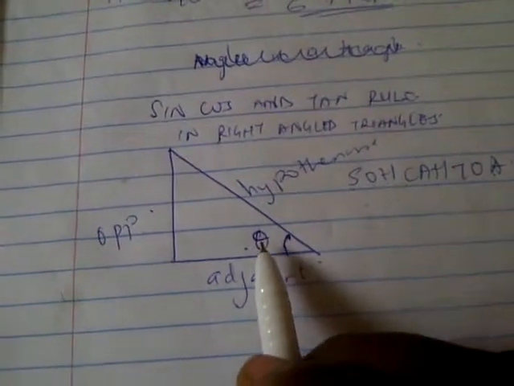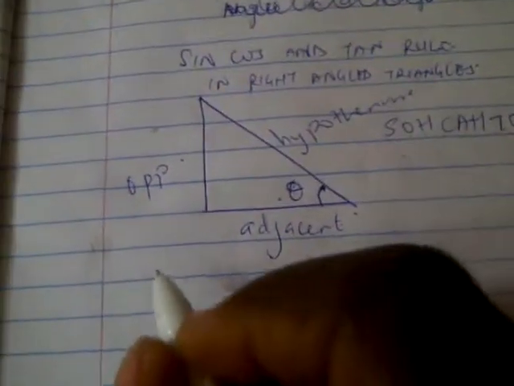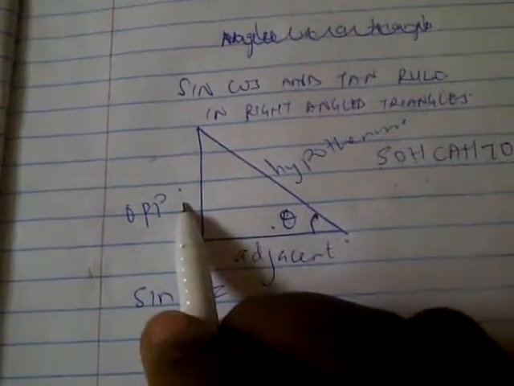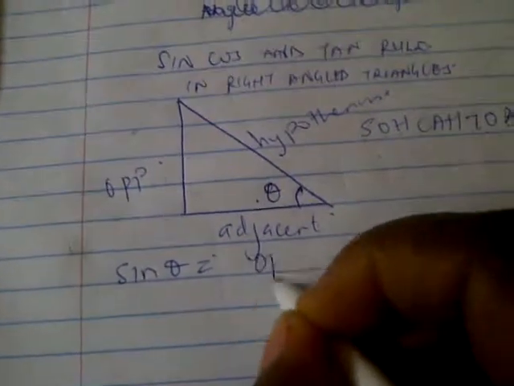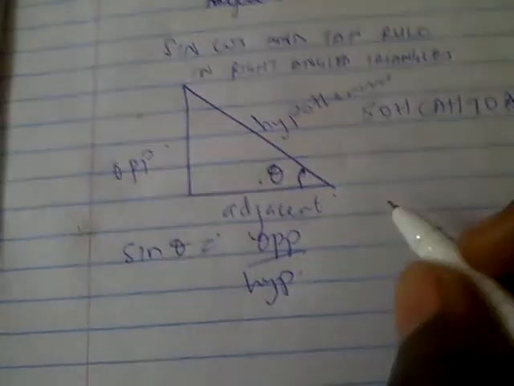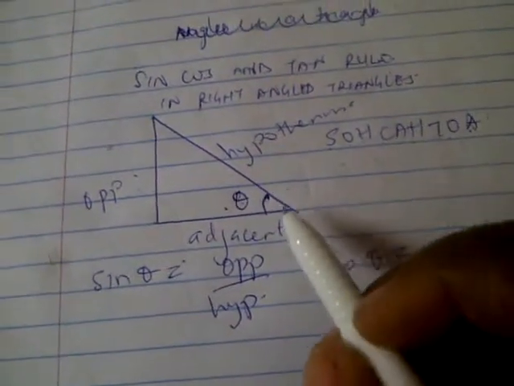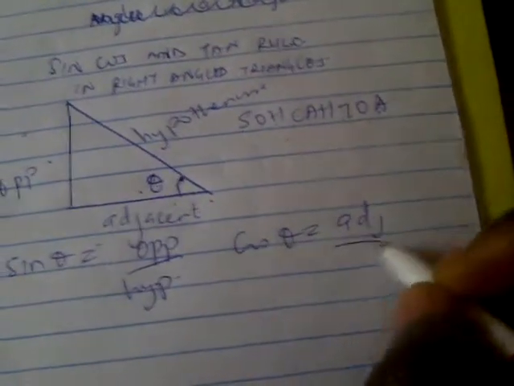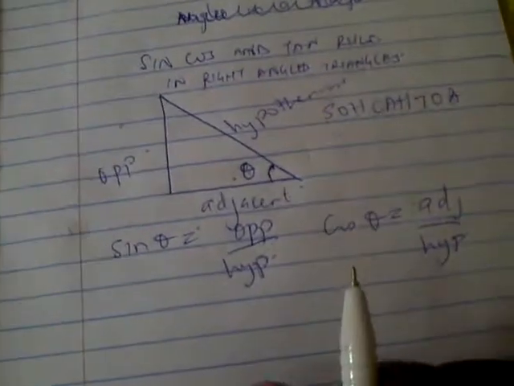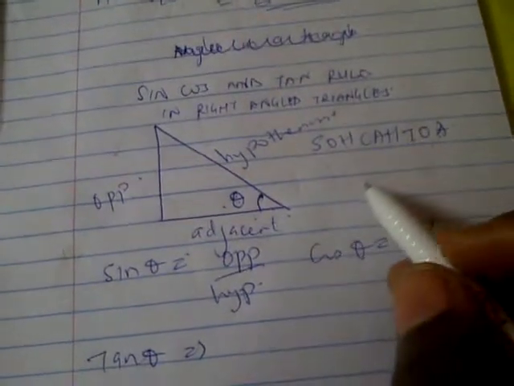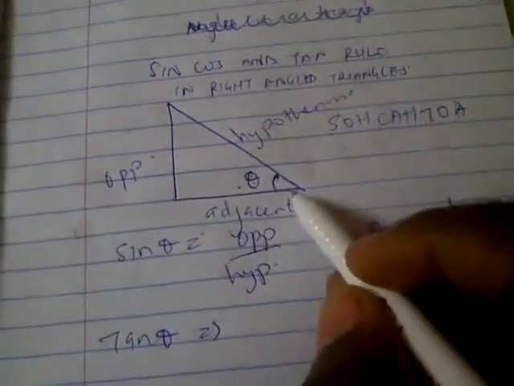Now what are we trying to say? Sine of this theta, sine theta, is going to give us opposite over hypotenuse. And cos of this theta, cos theta, is going to give us adjacent over hypotenuse. Now tan theta will give us opposite over adjacent.